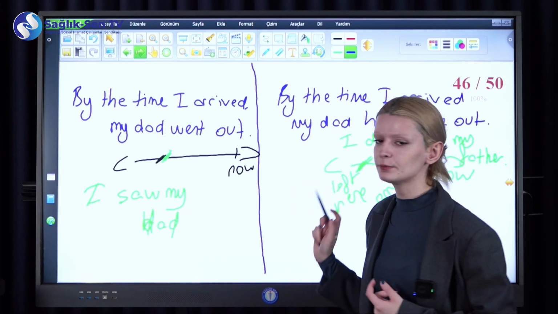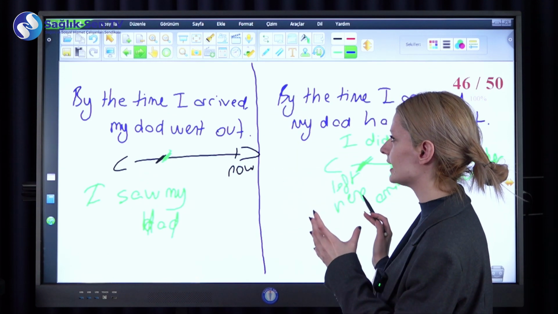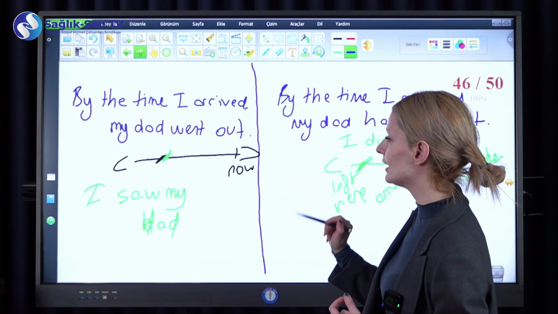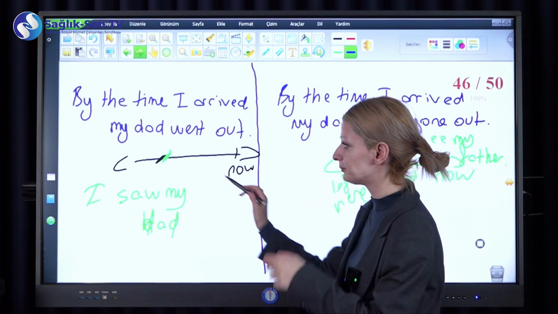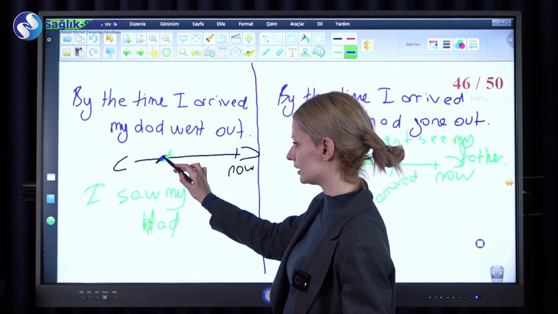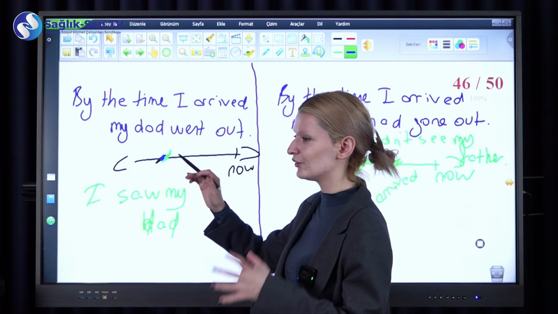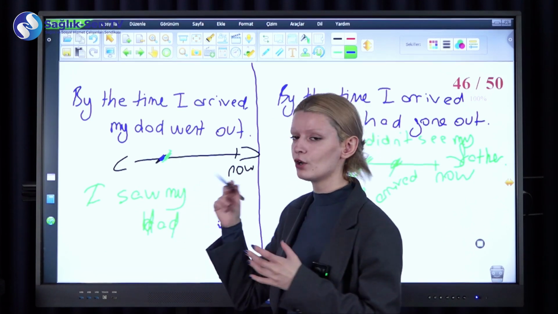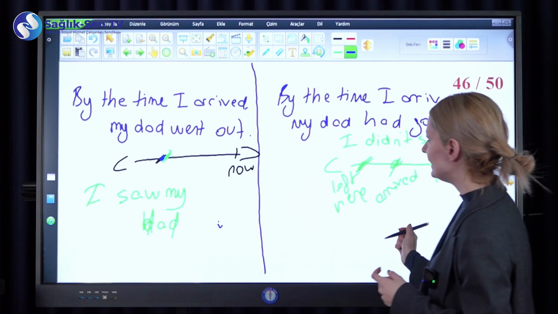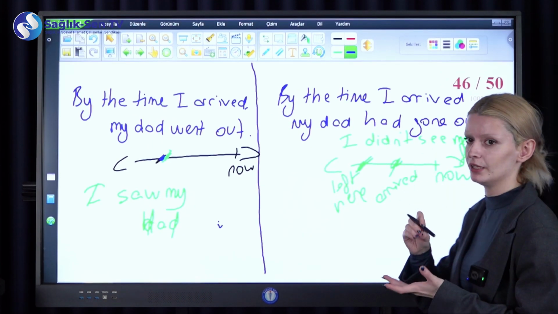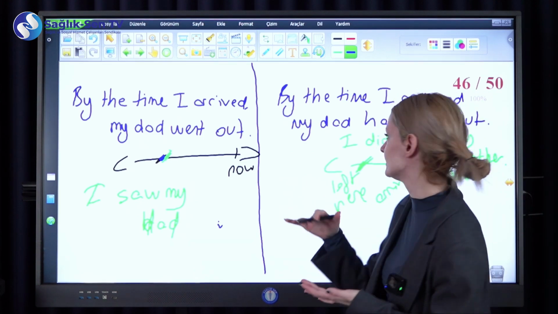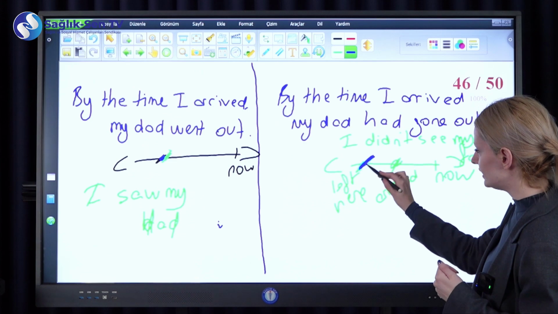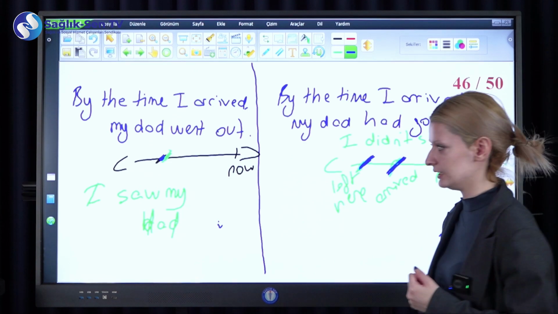Yes, this one is important because they look the same, but there's a huge difference in the meaning. By the time I arrived, my dad went out. I arrived home here, and this is right after it. He went out, so I saw my dad. But in here, by the time I arrived, he was already gone. He had already gone out. So he left here, and I came home here.